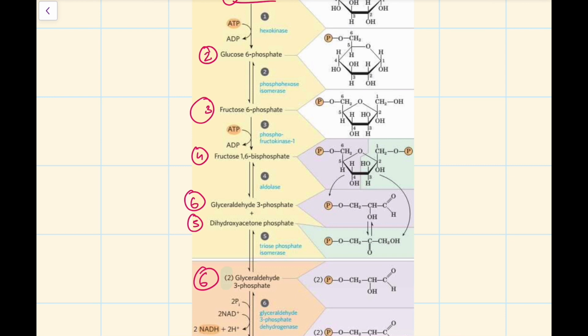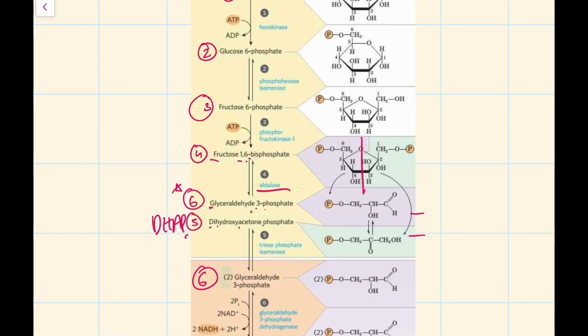So in the next step, we break apart fructose 1,6-bisphosphate with the enzyme aldolase, and that gives us two intermediates, G3P, which is glyceraldehyde 3-phosphate, and DHAP, which is dihydroxyacetone phosphate.